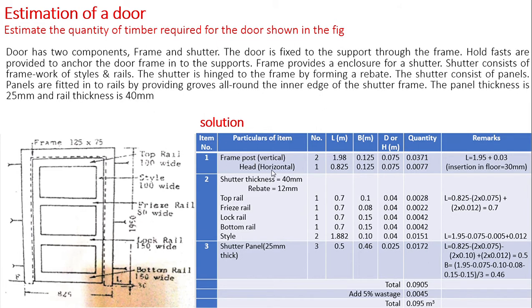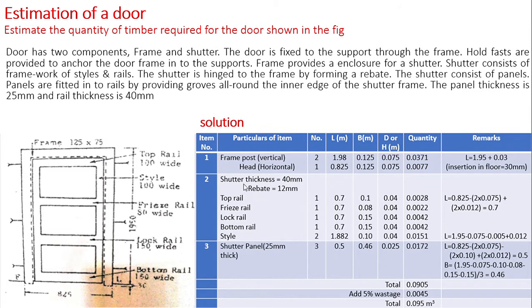Next, the head. Here there are no horns as given in the sketch. Therefore, length of head is equal to outer length of frame, that is equal to 0.825 meters. Cross section dimensions is equal to 0.125 meter into 0.075 meters, and quantity is equal to 0.0077 meter cube. Accuracy up to 4 decimal places is considered because the wood is highly expensive.